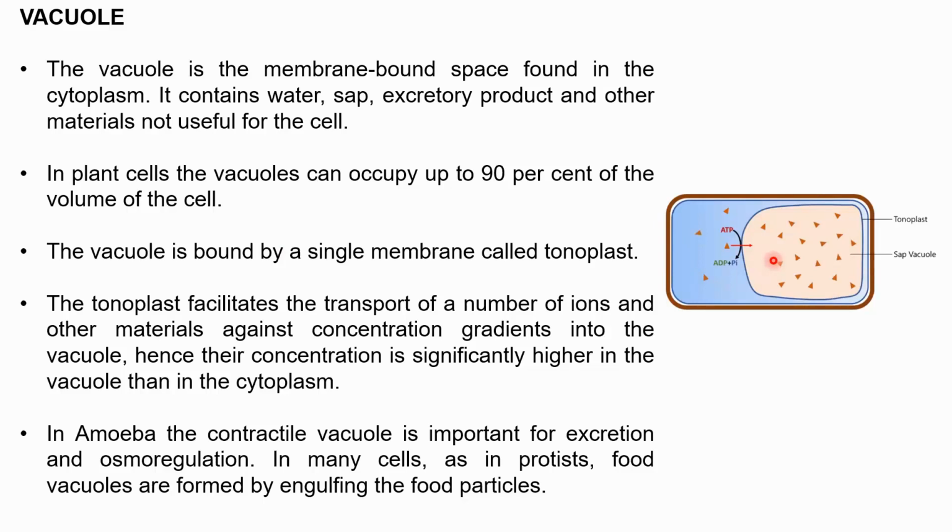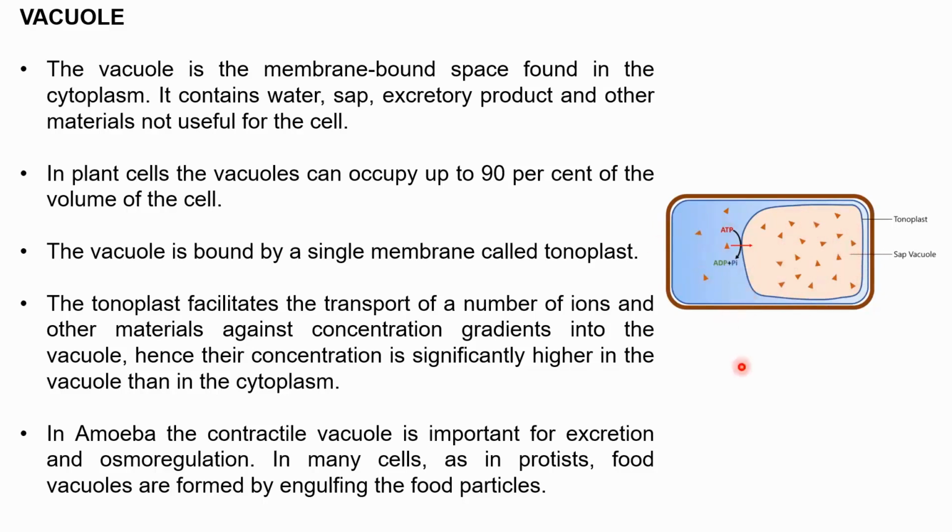The tonoplast facilitates the transport of ions and materials against the concentration gradient into the vacuole, and hence their concentration is significantly higher in the vacuole as compared to the cytoplasm. Here the energy is utilized since the transportation is taking place against the concentration gradient. So it is an active transportation mechanism, and therefore the concentration of the materials and ions is comparatively higher in vacuoles as compared to the cytoplasm.